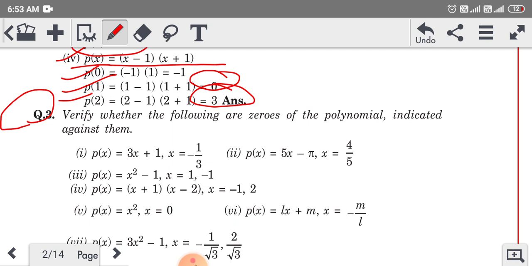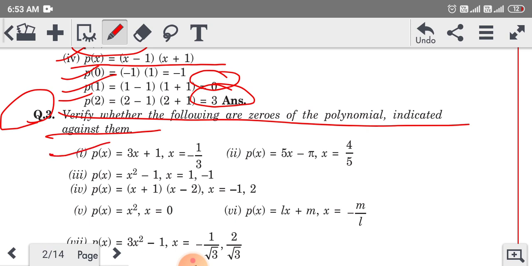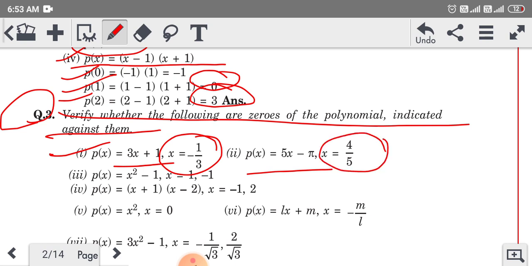So question third: verify whether the following are zeros of the polynomial indicated against them. First, p(x) is equal to 3x plus 1, x is equal to minus 1 by 3. Second, p(x) is equal to 5x minus 5, x is equal to 4 by 5. Third, p(x) is equal to x square minus 1, x is equal to 1, minus 1.